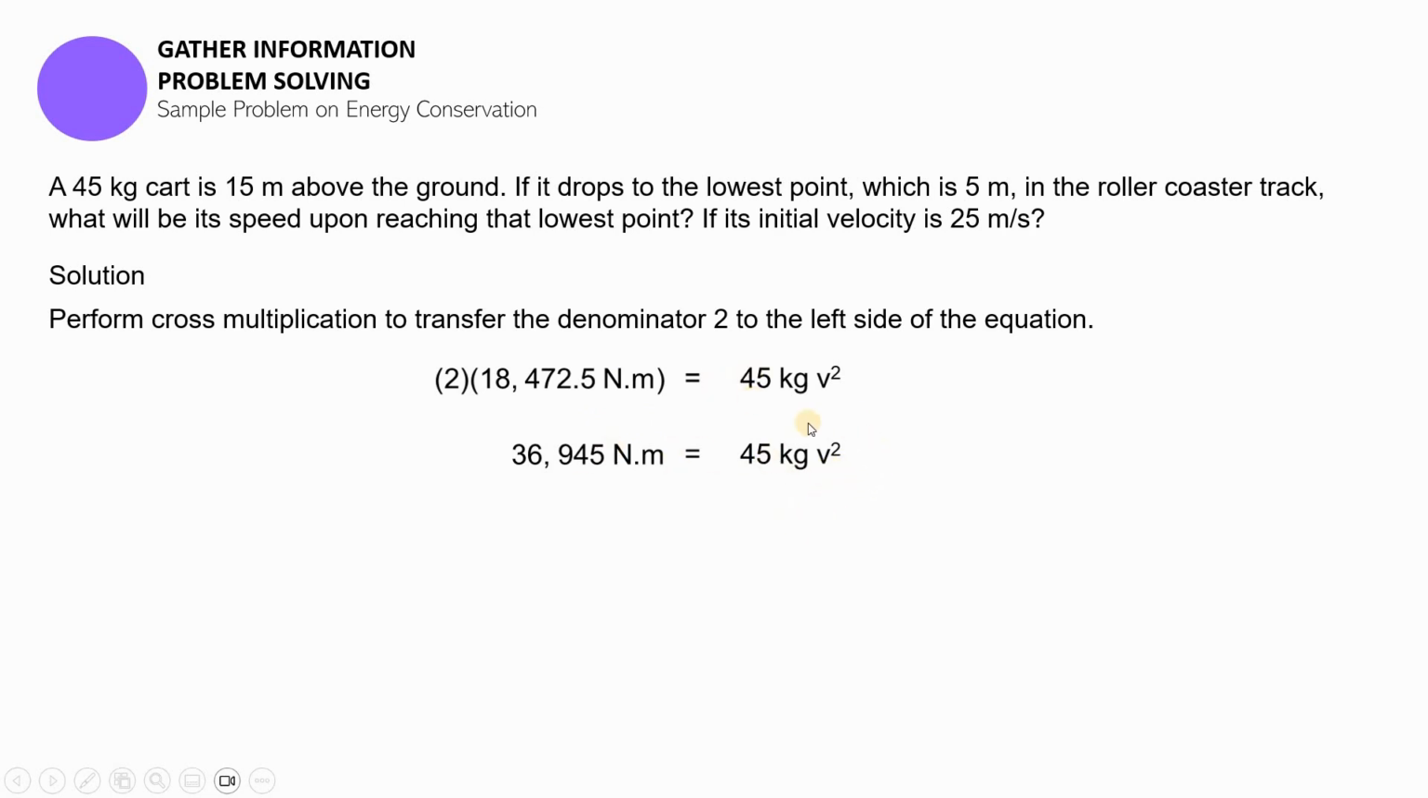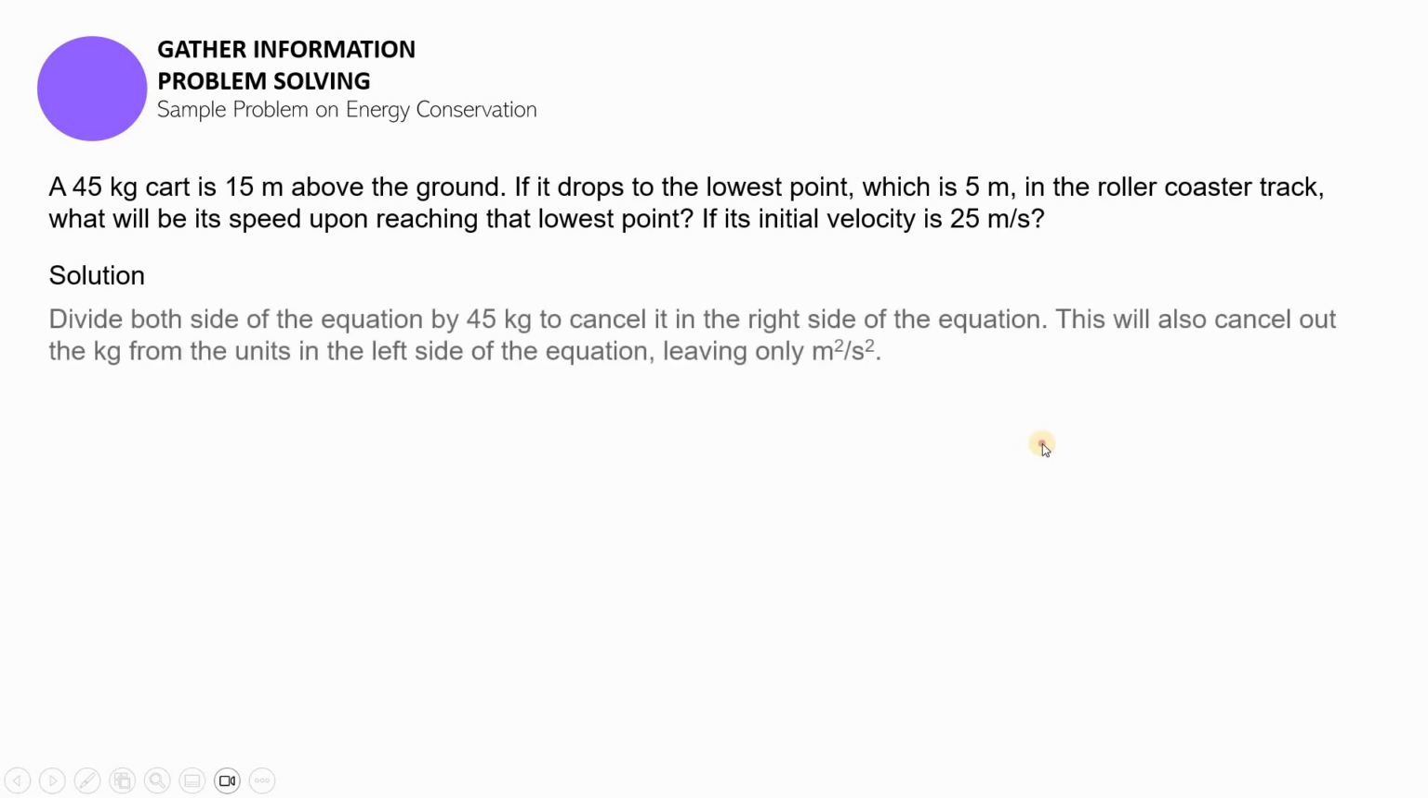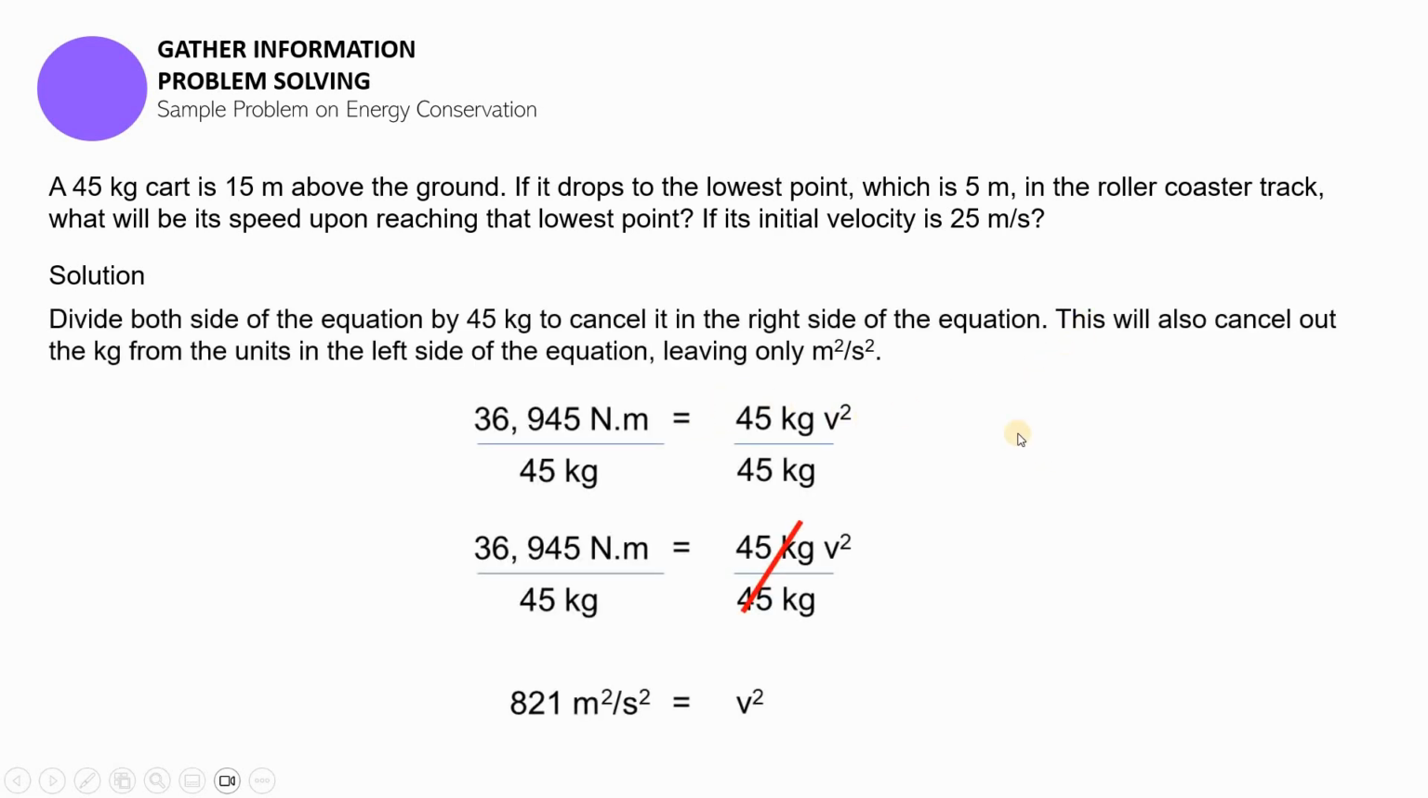Now that it's in a simpler form, what do you think is going to happen? We need to separate this VF squared from 45. What do we do? Okay, do it. Are you done? Okay, so what we'll be doing is dividing both sides by 45 kilograms, therefore canceling 45 kilograms on one side. And you're going to be left with VF squared on that side. Now dividing both sides by kilogram, you're just going to be left with meter squared per second squared.